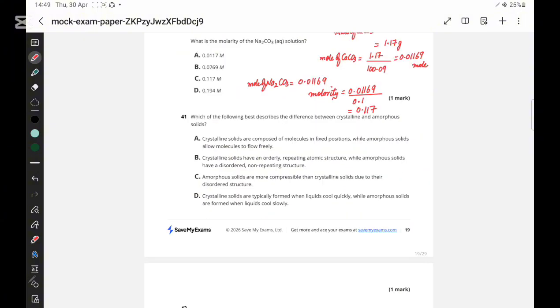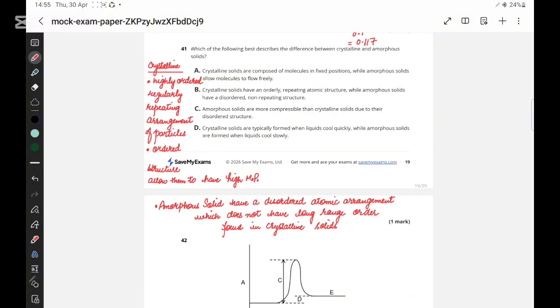So which of the following best describes the difference between crystalline and amorphous solids? So crystalline solid, first of all, let's write some characteristics of that. Crystalline solids have a highly ordered, regularly repeating arrangement of particles. Because they have an ordered structure, they are going to have a high melting point, while amorphous solids have a disordered atomic arrangement which does not have the long range order found in crystalline solids. So that's why they are going to have low melting and boiling points.